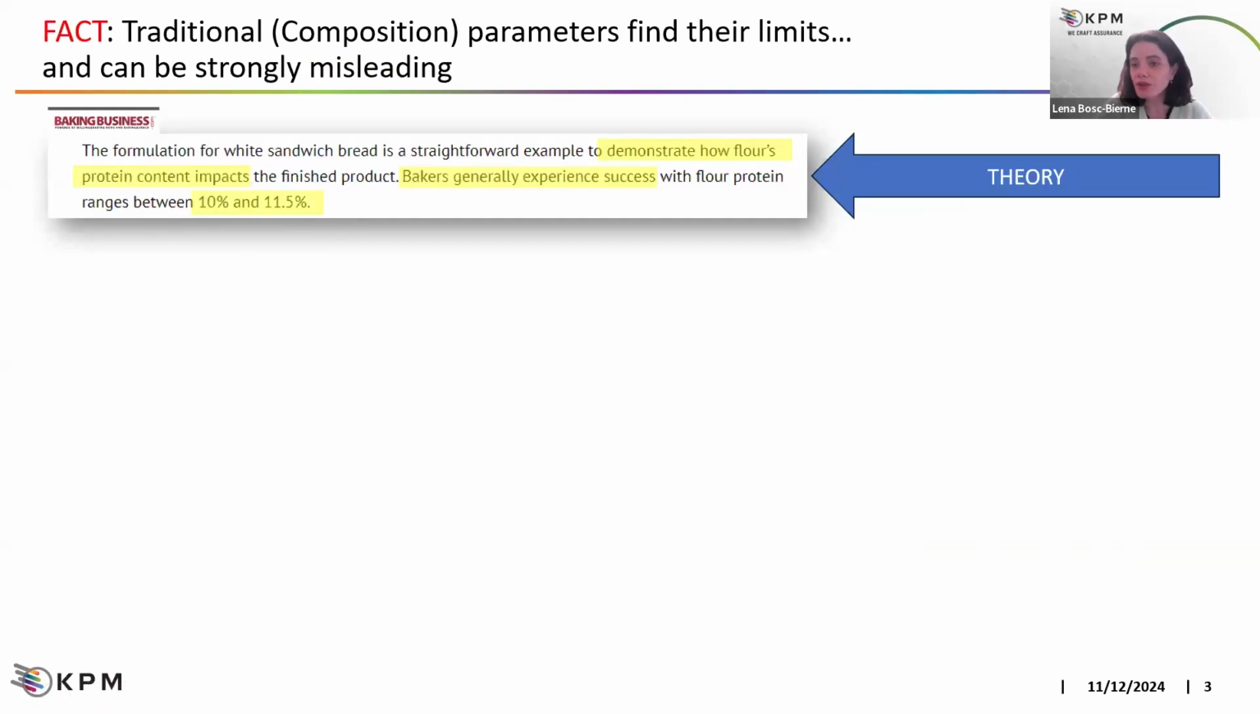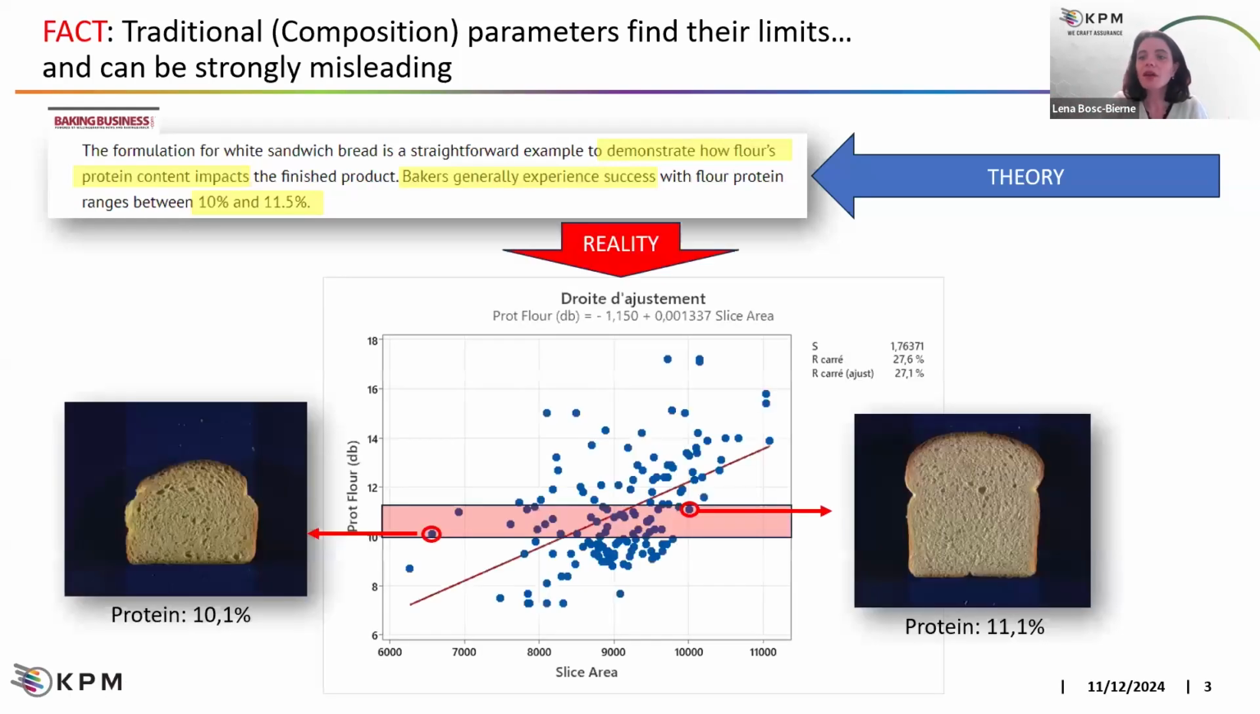We wanted to know if it was the truth or not. Because if so, it's very simple. We just need a flour with a protein content between 10 and 11.5, and we will always have a good sandwich bread. So we have done the work, and we have analyzed 150 samples of wheat flour from everywhere in the world, and we have done protein content and baking tests. And the reality is that there is no direct correlation between protein and the final product characteristics.